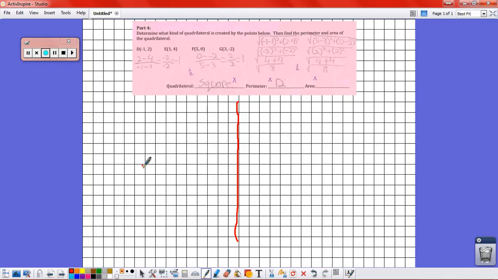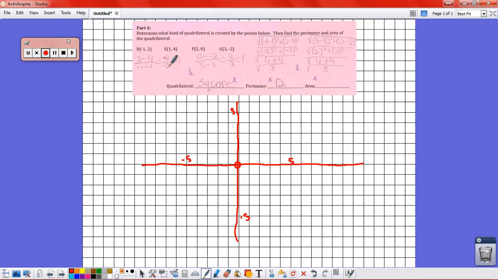sorry about the messiness, and each little tick mark is 1, so 1, 2, 3, 4, 5, 1, 2, 3, 4, 5, 1, 2, 3, 4, 5, 1, 2, 3, 4, 5. Then I can actually graph the points and see what shape it makes.